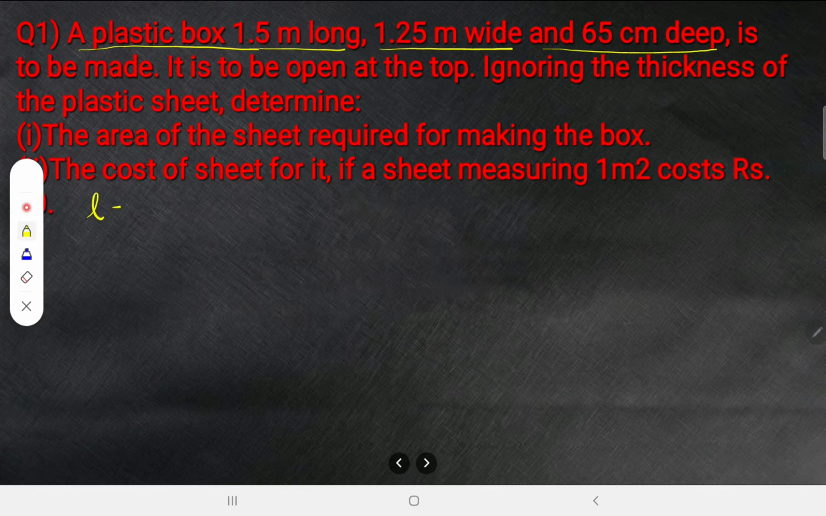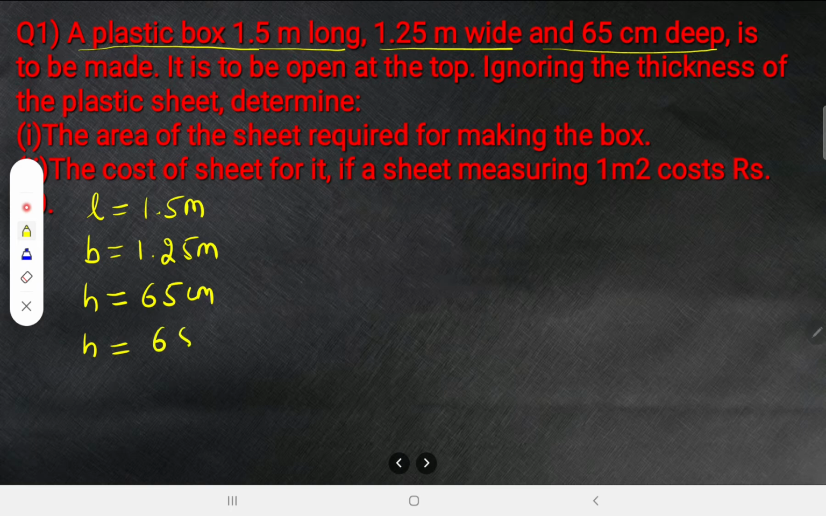Definitely the length is going to be 1.5 meter, and the breadth is 1.25 meter, and height is given in centimeter, that is 65 centimeter. You can write that height as 65 divided by 100, and height is going to be 0.65 meter. Sometimes you have to keep this height as 65 by 100 only, and sometimes you have to convert, so accordingly you have to do that as per the need.